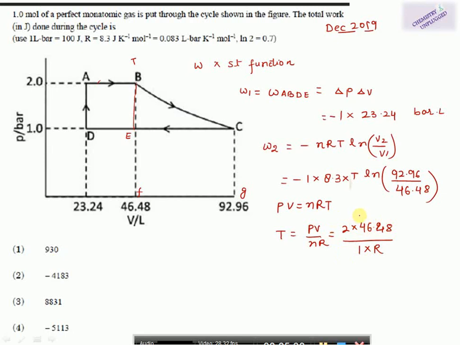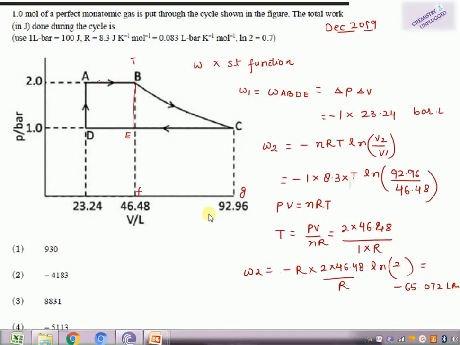Now we will put this value in this equation. So we will get W equal to minus 8.3, we will write it as R. We will not place the value of R here also. Now we will put the value of T: 2 into 46.48 upon R, ln 2. When we solve it, we will get minus 65.072 liter bar.